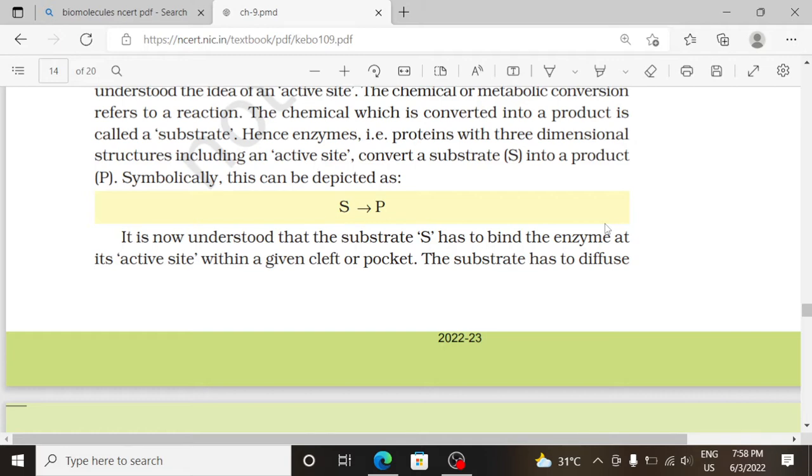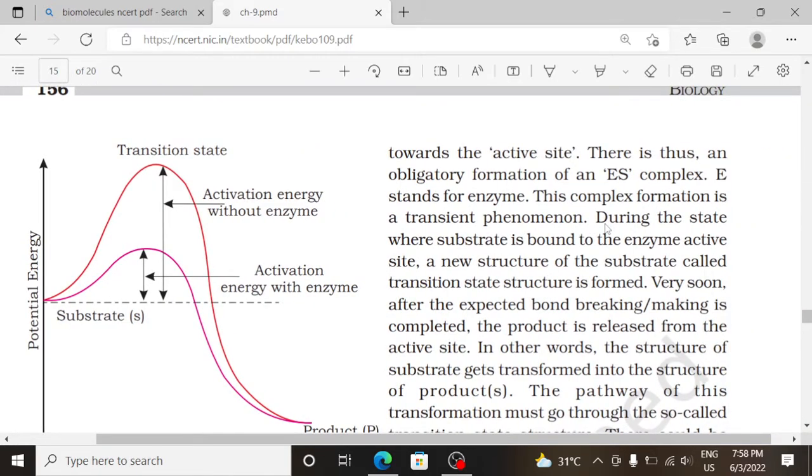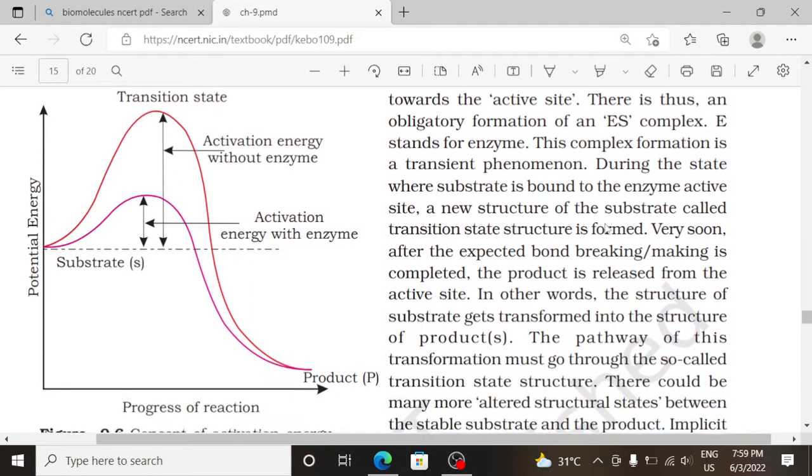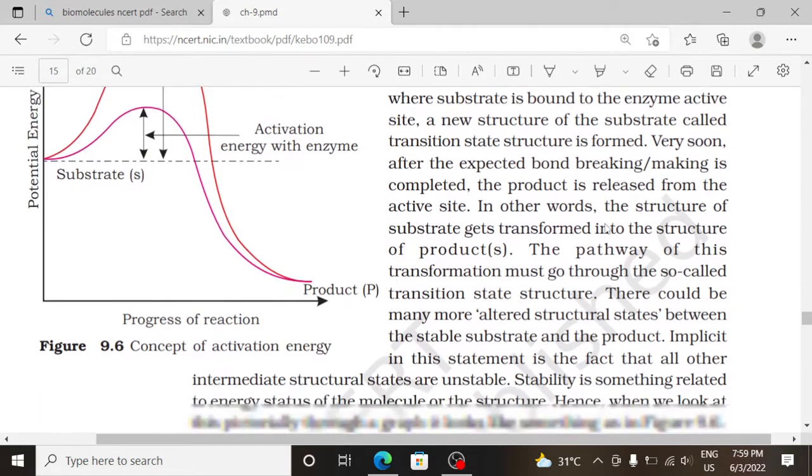It is now understood that the substrate S has to bind the enzyme at its active site within a given cleft or pocket. The substrate has to diffuse towards the active site. There is thus an obligatory formation of an ES complex. E stands for enzyme. This complex formation is a transient phenomenon during the state where substrate is bound to the enzyme active site. A new structure of the substrate called transition state structure is formed. Very soon after the expected bond breaking or making is completed, the product is released from the active site.